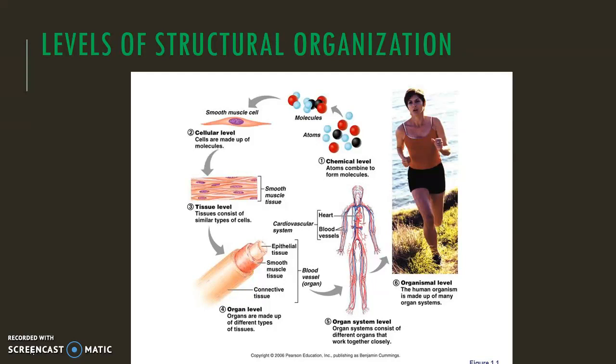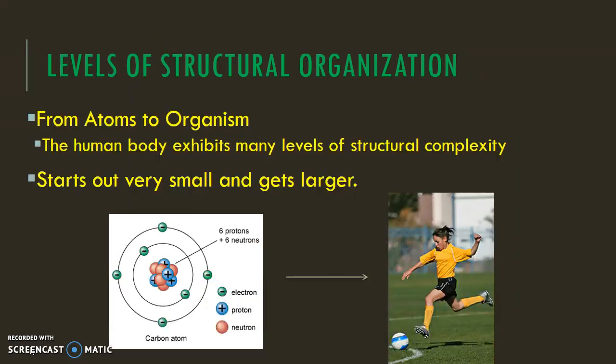Next, we're going to move on to the levels of structural organization. These are different levels of complexity. We're going to start out very small, moving from atoms all the way up to you, and you are an organism. So the human body is going to exhibit many levels of structural complexity. We're going to start out really small, and we're going to move larger and larger and get more complex as we move from level to level.